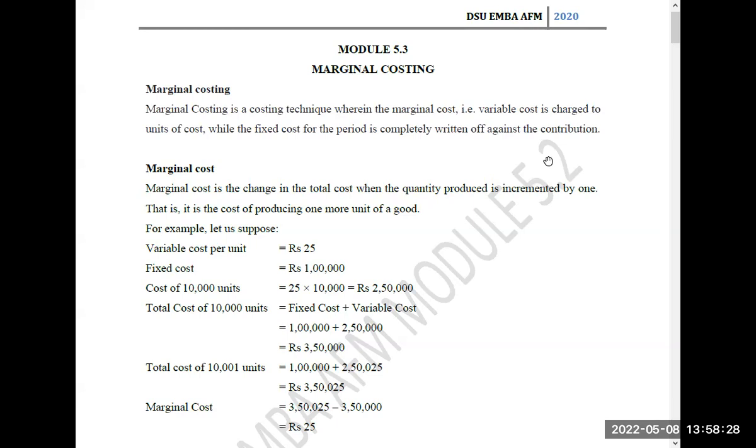Marginal here refers to incremental, extra, additional, in addition to. Say for example, coming to accounting now, I am producing 100 units. Say this remote control, I am producing 100 in a day in my factory. The total cost to manufacture these 100 remote controls is equal to 10,000.